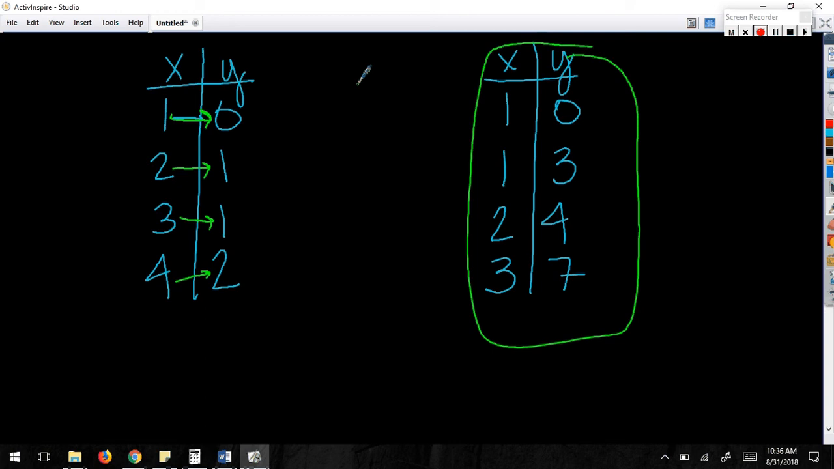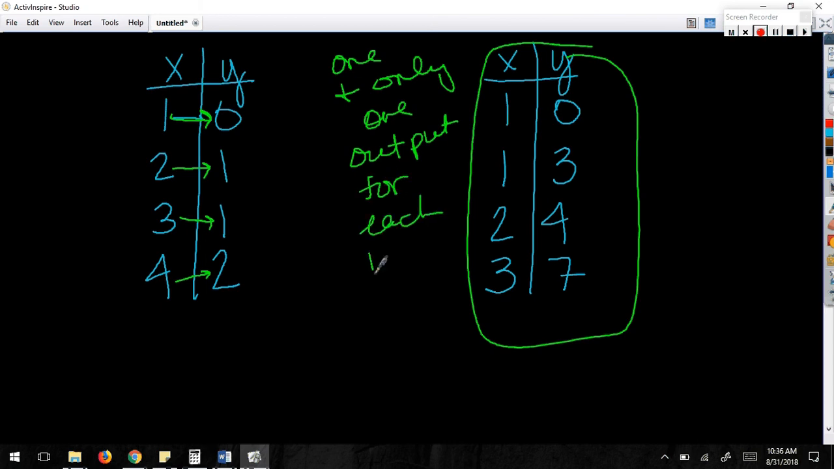Remember, only one and only one output for each input. Now look at the left one. What's the output for 1? 0. What's the output for 2? 1. What's the output for 3? 1. What's the output for 4? 2. Look at the second one. What's the output for 1? 0, 3. Oh, there's 2 outputs for 1. Do you see that?